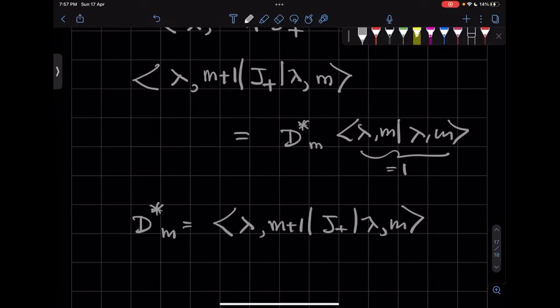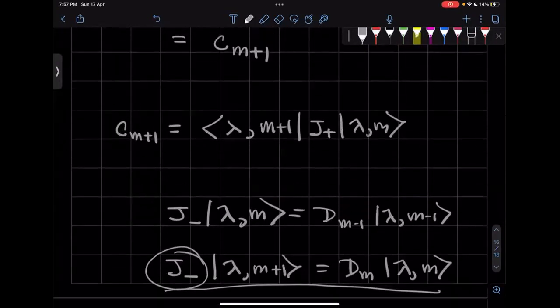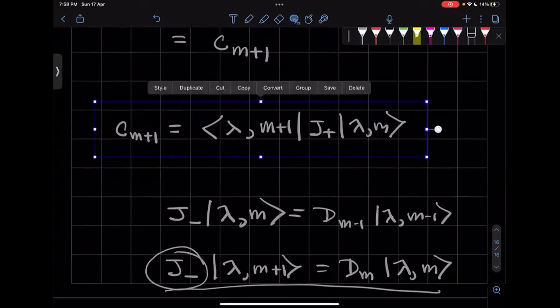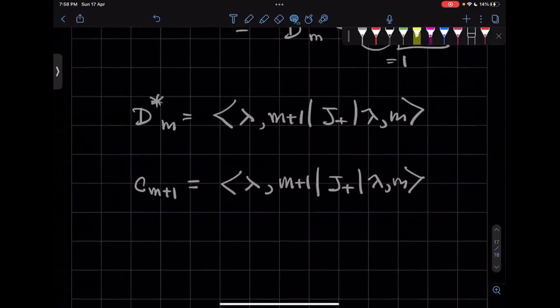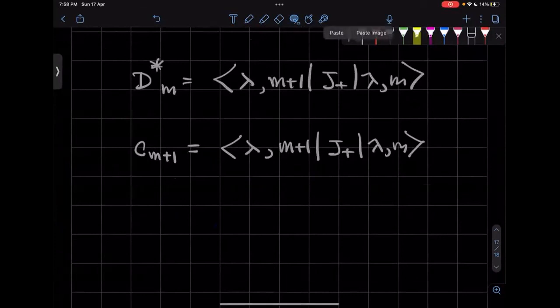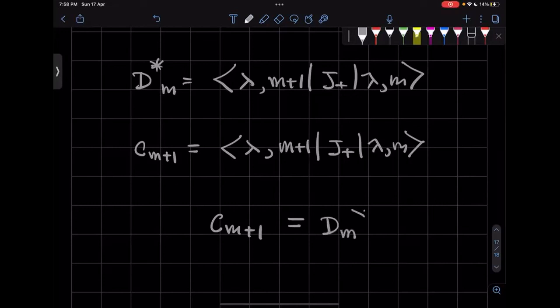So we get D star of m as lambda m plus 1 J plus lambda m. If I now go back and check our expression for C, let me take a copy of C and bring it down here. What do we see? We see that C of m plus 1 is the same thing as D star of m, right? So only one set of proportionality constants is needed. The other ones we get for free, by complex conjugation.